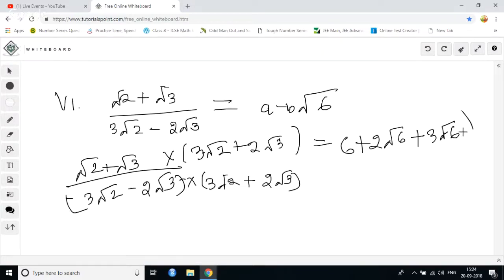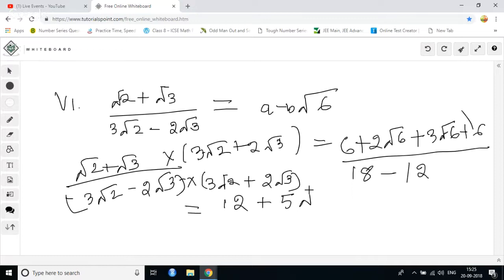Ignore that line there. Divided by: 3 root 2 whole square is 9 into 2, which is 18, minus 2 root 3 whole square is 4 into 3, which is 12. So how much do I get there? Try to understand. The numerator becomes 6 plus 6, which is 12, plus 5 root 6, divided by 18 minus 12, which is 6. So how much can I write this? 12 divided by 6 is 2, plus 5 root 6 over 6 times root 6.